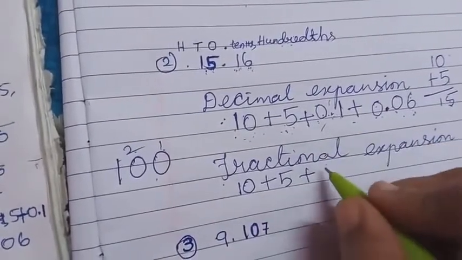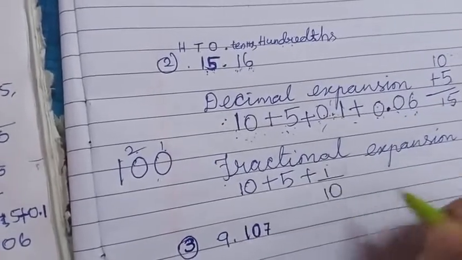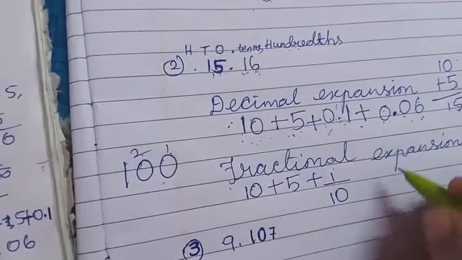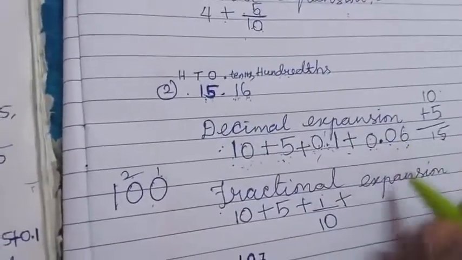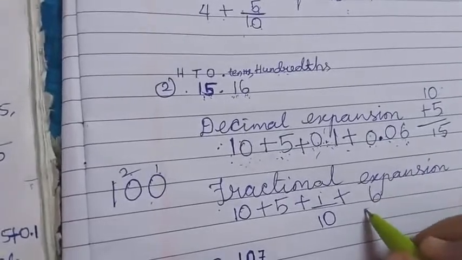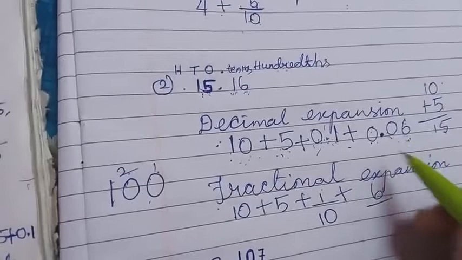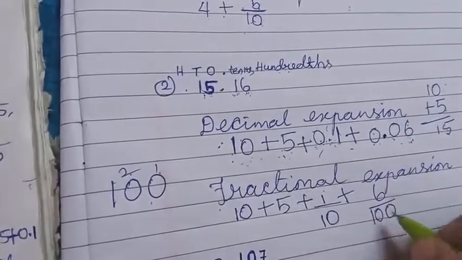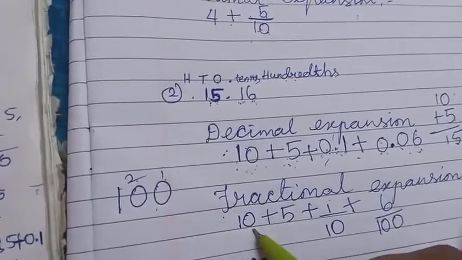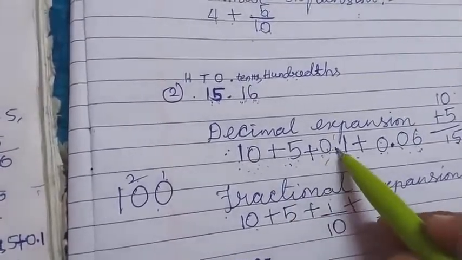0.1 means it comes under tenths place. So write 1 by 10. Okay, 1 by 10 plus, number 6. Write it as a numerator, number 6. Number 6 is in which place? In hundredths place, as we wrote. So write below 100. The whole number 10, write it 10 plus 5 plus 0.1.